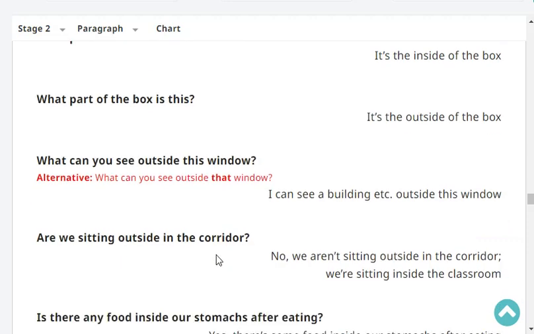What can you see outside your window? I can see some buildings outside my window. Very good. Are we sitting outside in the corridor? No, we aren't sitting outside in the corridor. We're sitting inside the classroom. Very good.